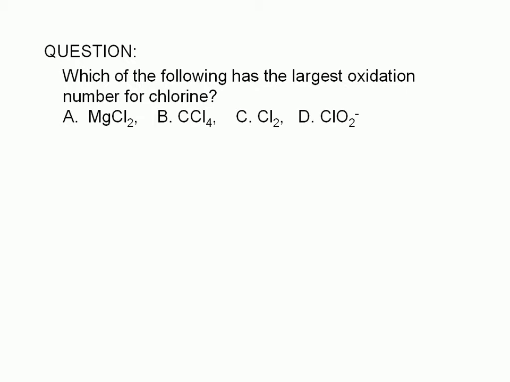Which of the following has the largest oxidation number for chlorine? A. MgCl2, B. CCl4, C. Cl2, or D. ClO2 with a -1 charge.